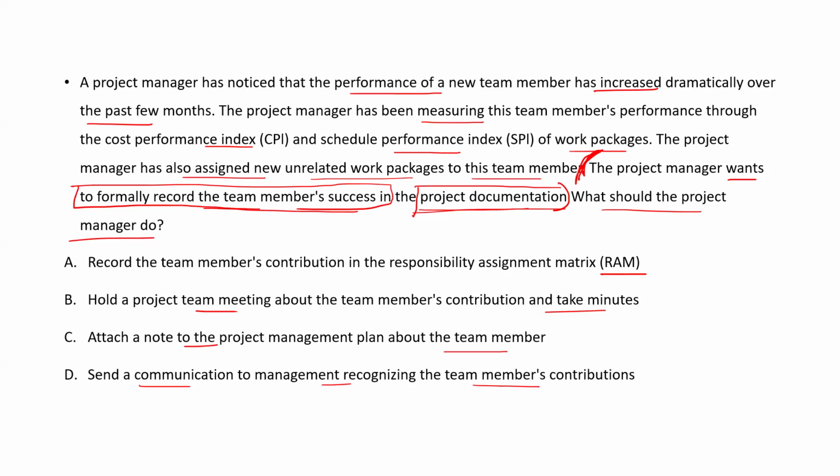No, that's great. So it means D cannot be the answer, because we want to make it official. Those who are answering A, RAM is defined for the contribution or for the work assignment? RAM is for the work assignment or for the achievements? RAM is for the work assignment, so it means A cannot be the answer.